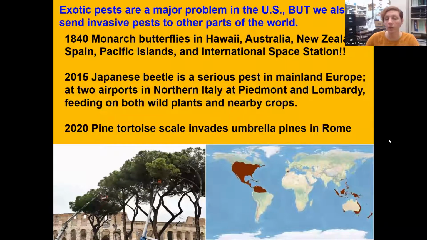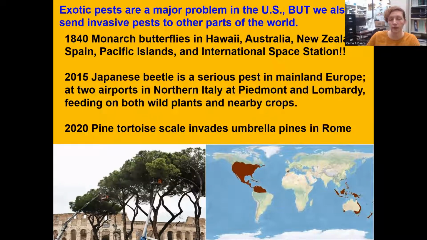So we're all very aware of the threat that exotic pests and invasive species can have to native systems. But I think typically we're used to thinking about the impact of exotics in areas where we live. But it's important to acknowledge that we can also be a source for invasive species traveling to other parts of the world. And of course, invasive species can also move within North America as well.